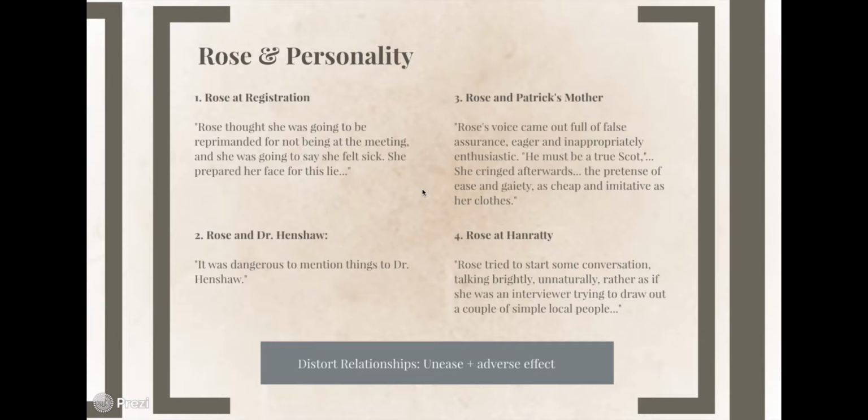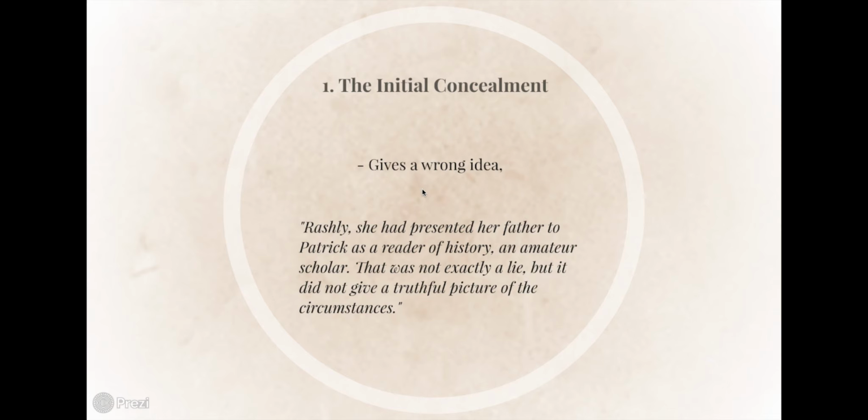Furthermore, this theme is also observed if you follow the plot trend. When Rose and Patrick's relationship was just starting, Rose liked to suit Patrick's taste, saying that her father is an amateur scholar, which didn't paint a truthful picture of the circumstances she was in, and this gave Patrick the wrong idea to begin with and served as the primary divide between them.